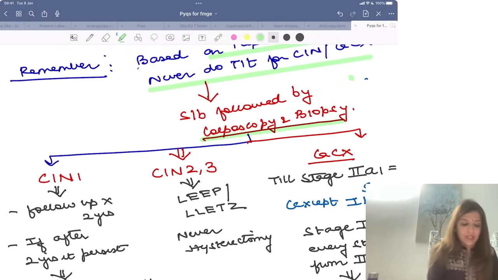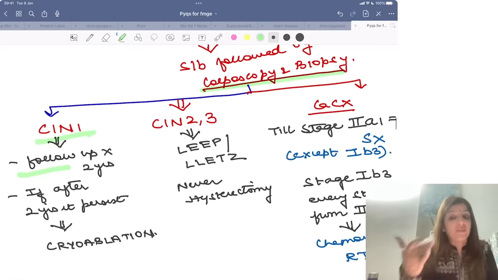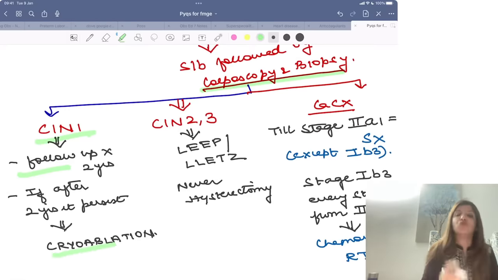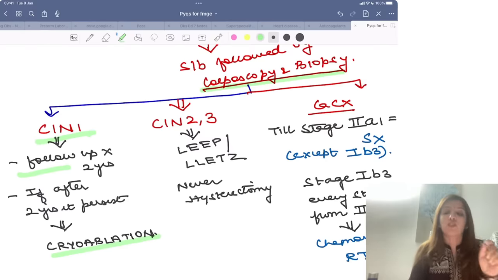What is the management of CIN1? Management of CIN1 is follow-up for 2 years. And if CIN1 persists even after 2 years, then you do cryoablation. Management of CIN2 and CIN3 is LEEP or LLETZ. LEEP is loop electro-excisional procedure, LLETZ is large loop excision of transformation zone.